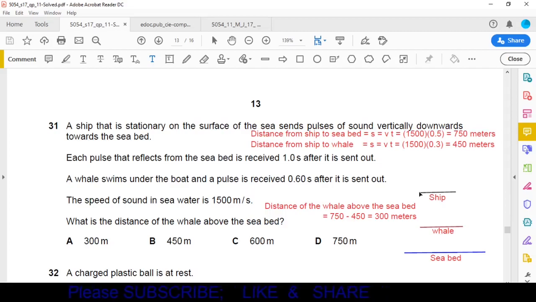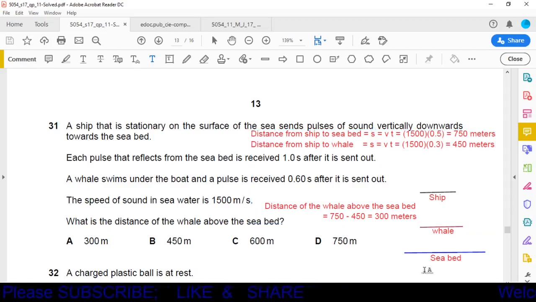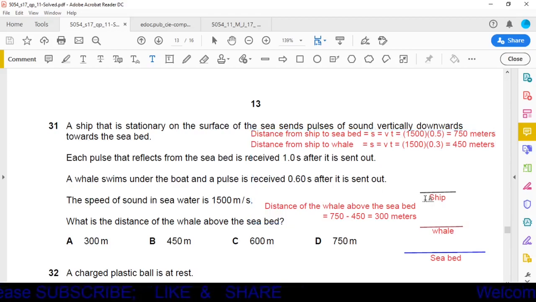We are calculating the distance from ship to seabed. Distance is given as v into t. Now velocity is given as 1500 meter per second, and the time taken for the sound to move from ship to the seabed will be equal to 0.5 second. Because this 1 second is given, when sound is sent from the ship, it strikes the seabed and rebounds, and again it comes to the ship.